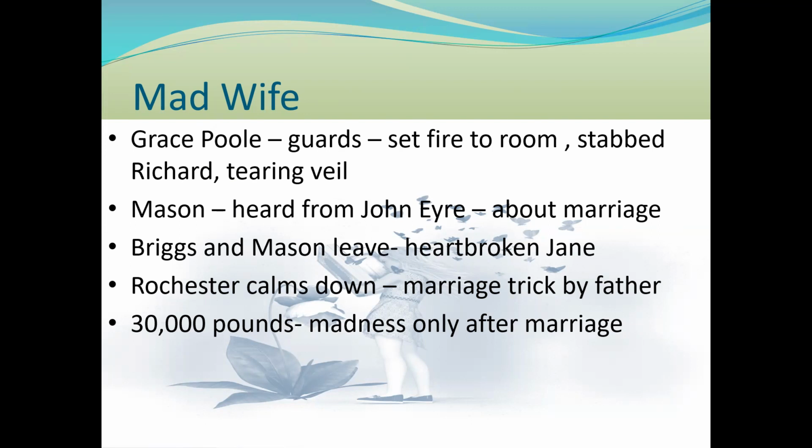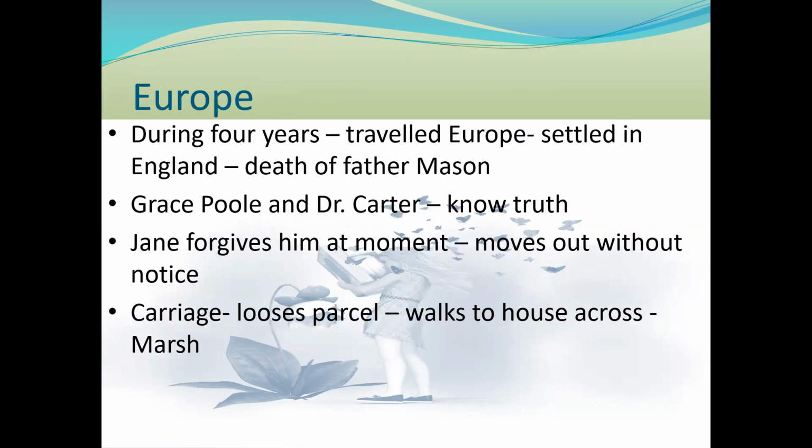Rochester breaks the trust of Jane. However, she listens to Rochester's story. Rochester traveled throughout Europe and he settled in England only 4 years after their marriage. Bertha's madness becomes severe and her father dies meanwhile. Grace Poole and Dr. Carter are hired to treat Bertha Mason. They are the two persons who know the entire truth.